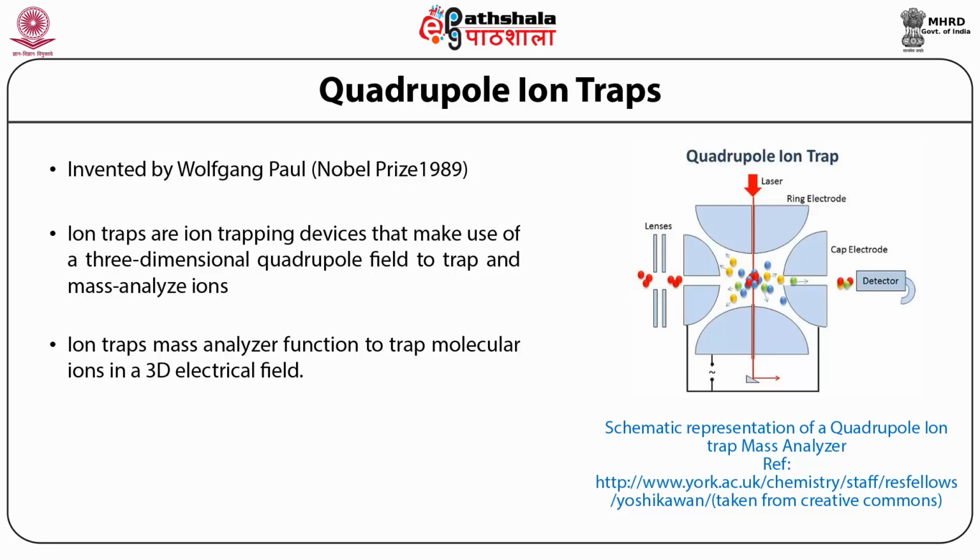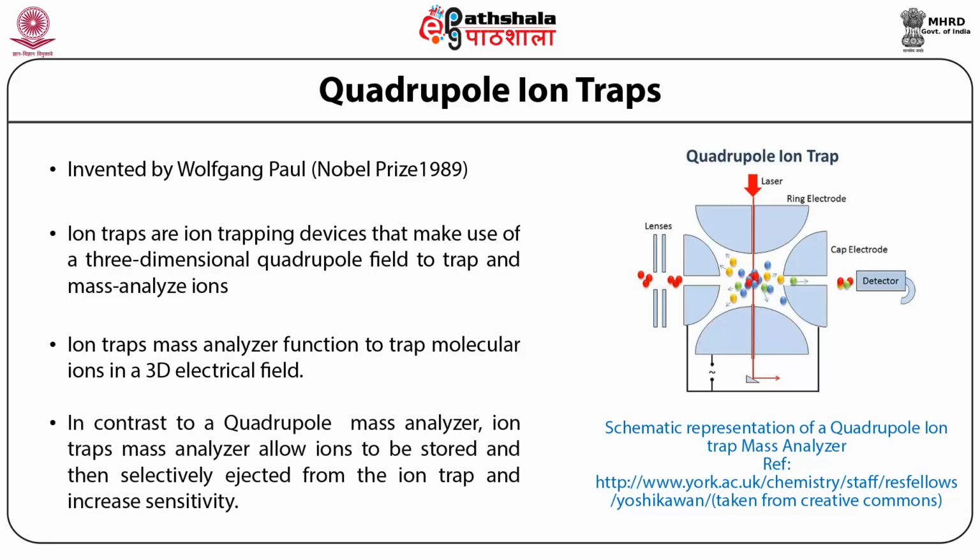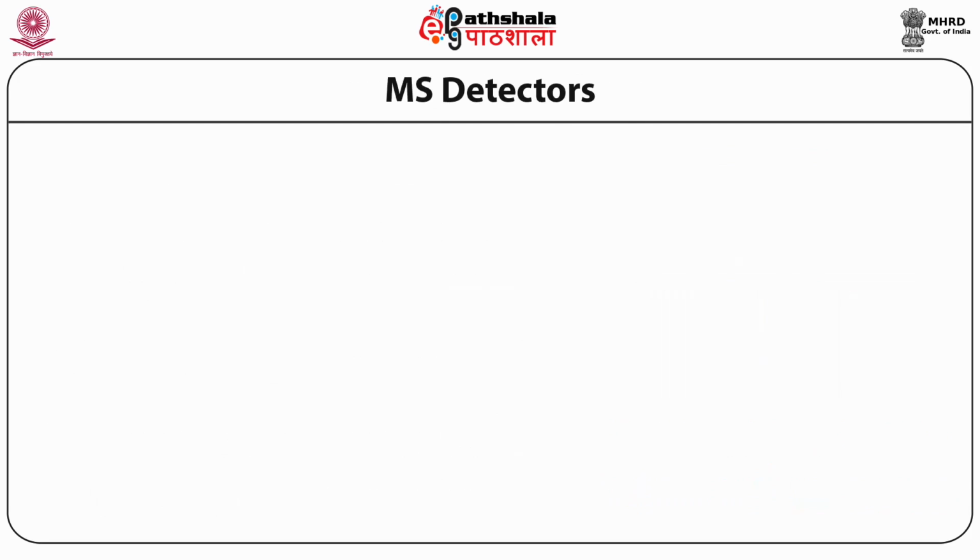Increasing mass-selective ejection of trapped ions occurs in ion trap mass analyzers by gradually increasing the applied radio frequencies. In contrast to quadrupole mass analyzers, ion trap mass analyzers allow ions to be stored and then selectively ejected from the ion trap, with increased sensitivity.